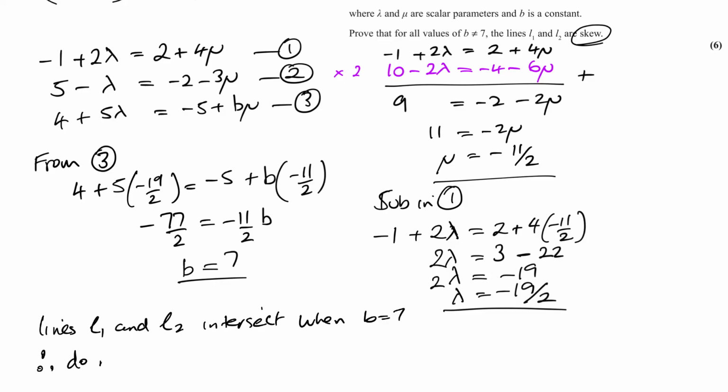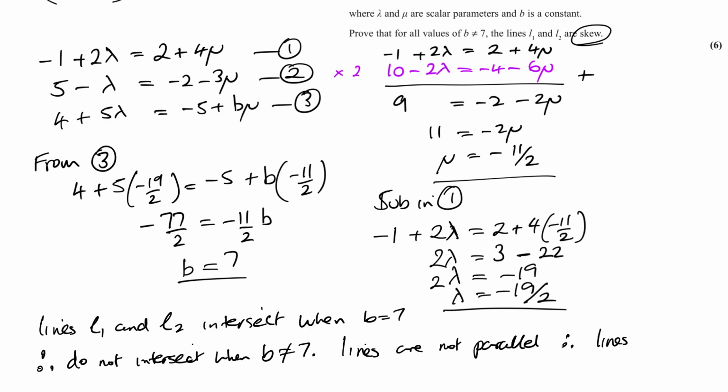Therefore, they do not intersect when b does not equal 7. Lines are not parallel. Therefore, lines are skew. Just rewrite that word there, it's not very clear, is it? Skew.